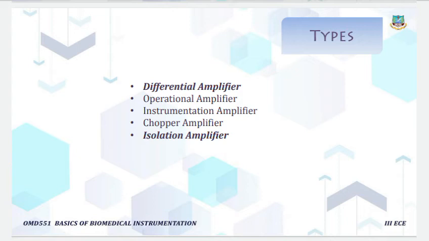Bioamplifier. Here we are using a differential amplifier, operational amplifier, instrumentation amplifier, chopper amplifier, and isolation amplifier. These are the types of amplifiers. In this chapter we are going to study the differential amplifier as well as the isolation amplifier.